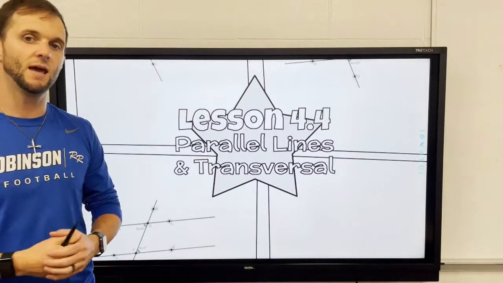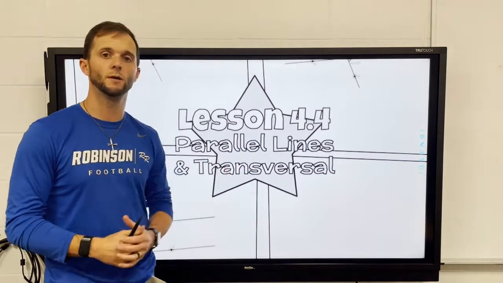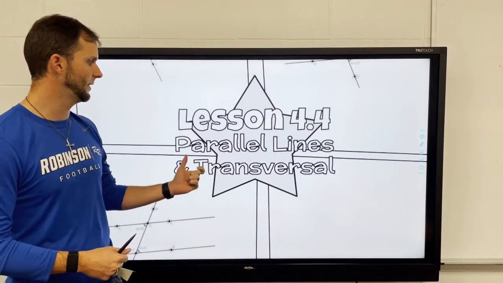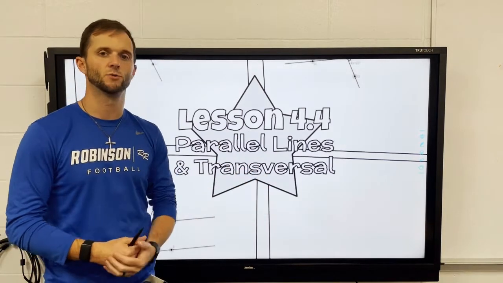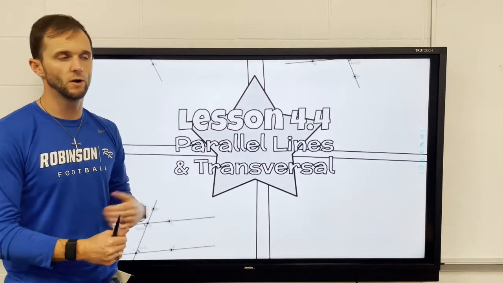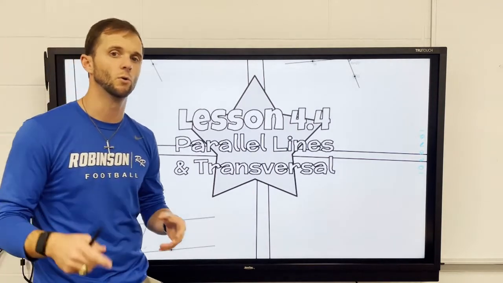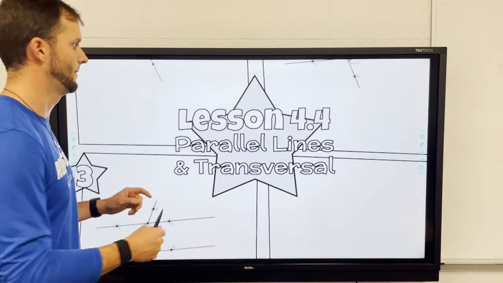Guys, for today we are continuing on to Unit 4, and today we're looking at 4.4, the parallel lines and transversals part of this. We've already talked about our angle pairs, so we're going to be looking at the angle pairs that are congruent to each other. So let's jump into that.